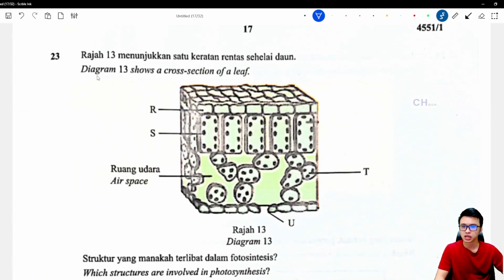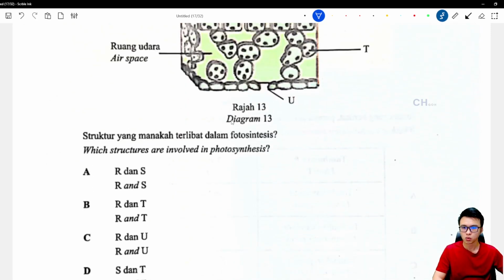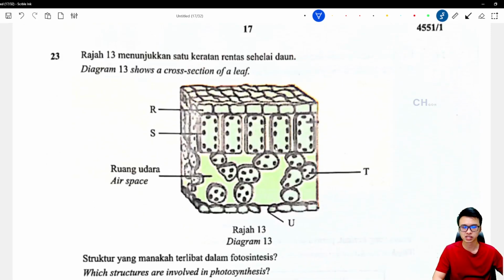Okay, question 23. Diagram 13 shows a cross section of the leaf. So we have R, S, T, and U. Which structures are involved in photosynthesis? This one is simple. Guys, when we talk about photosynthesis, there are three plant cell types. Okay, you guys need to memorize. The first one is the palisade mesophyll cell, then the spongy mesophyll cell, and the last one is the guard cell.